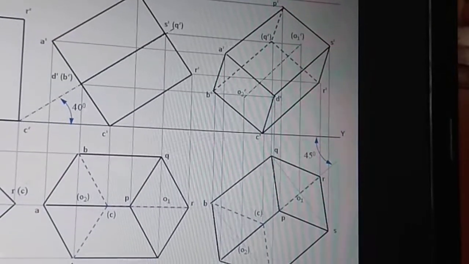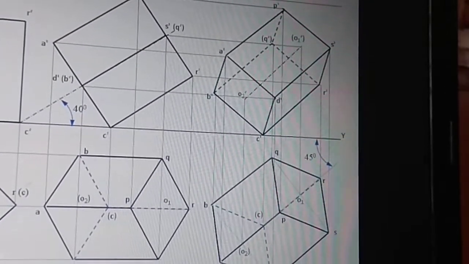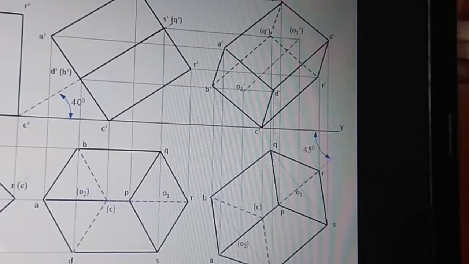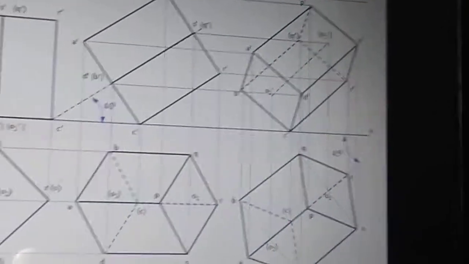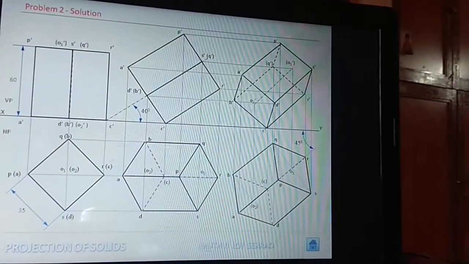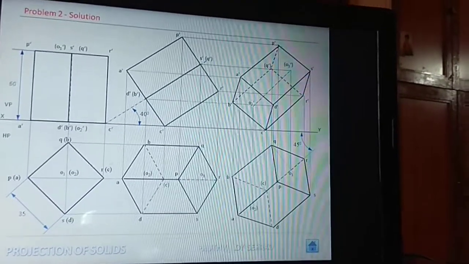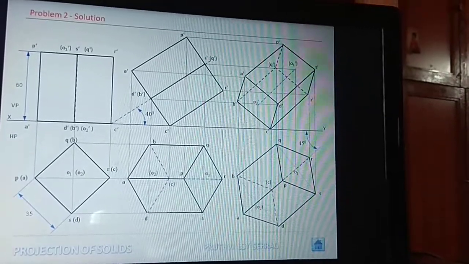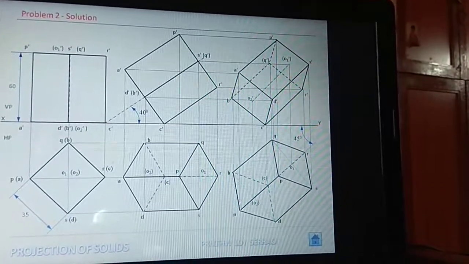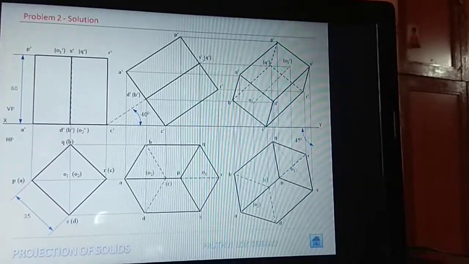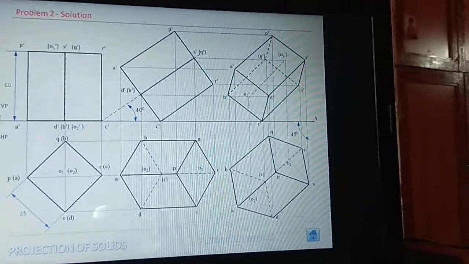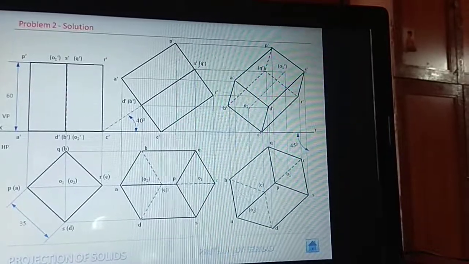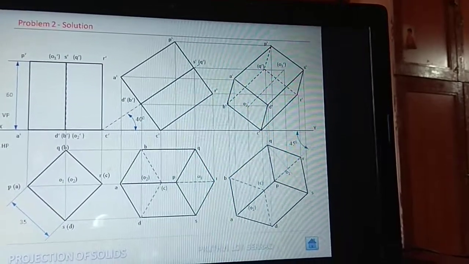Okay, this is how we obtain the third position front view of the square prism resting on HP on one of its corners, or two sides equally inclined to the HP. Okay, so I hope you understand these three positions, how to draw the projection of the square prism resting on HP on one of its corners, or two sides equally inclined to HP. So you go through this. Practice more. You must have the confidence.